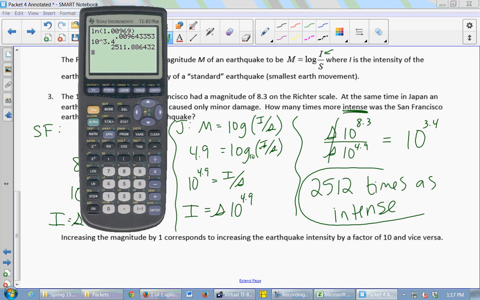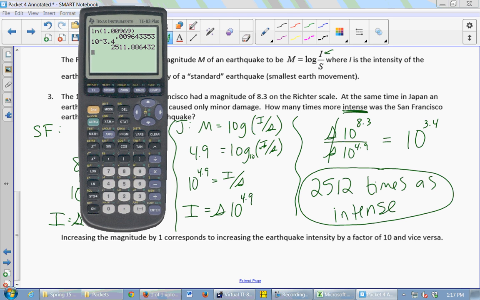Yeah. So the Richter scale numbers go up pretty slowly, but when you jump from one Richter scale number to another, like from a 7 to an 8 or a 6 to a 7, increasing the magnitude by 1 actually corresponds to increasing the earthquake intensity by a factor of 10, right? So the difference between a 6.0 and a 7.0 is actually 10 times as intense. Right? So 2,500 times as intense is a really big difference, right?